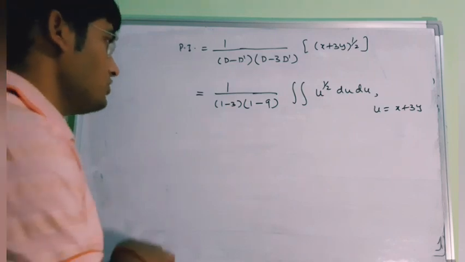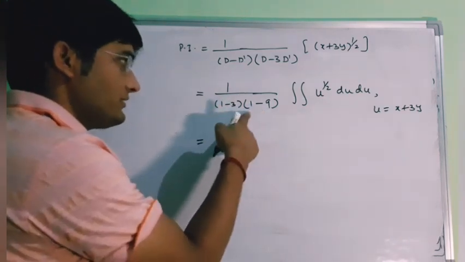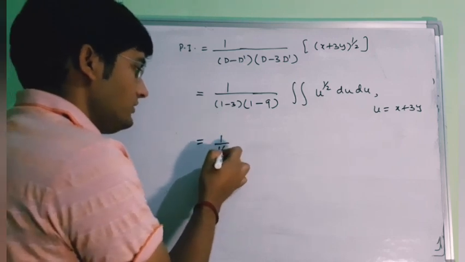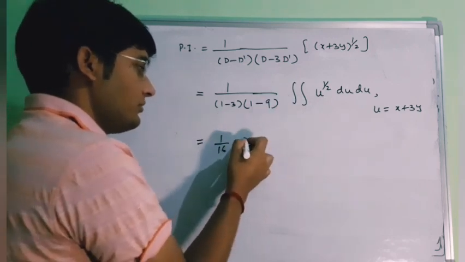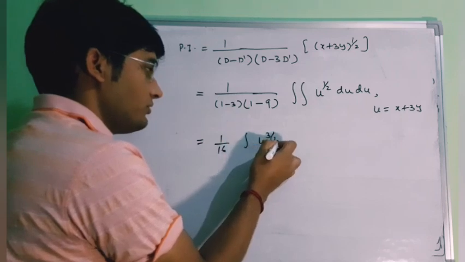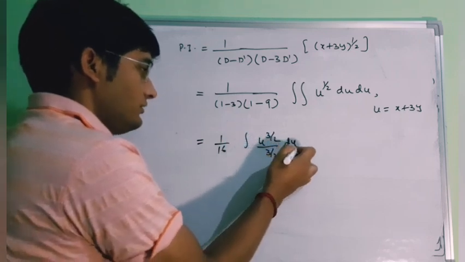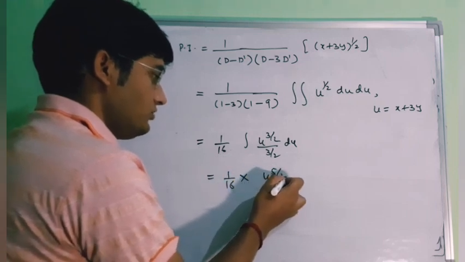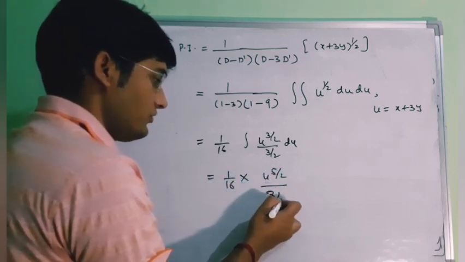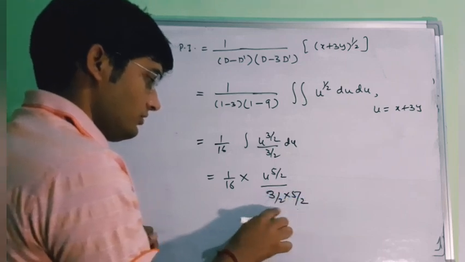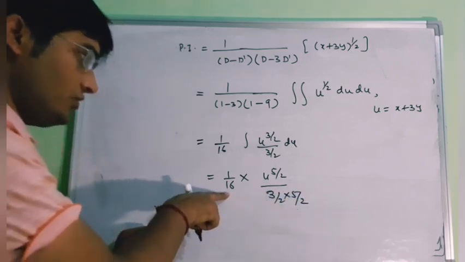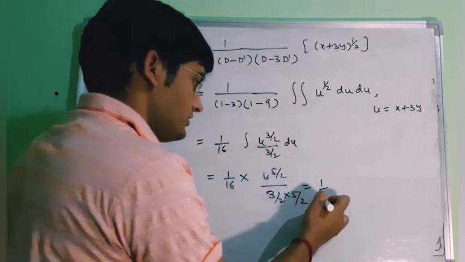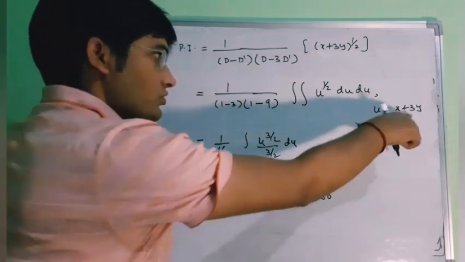So now the denominator is minus 8 into minus 2, that means this will be 16. Now the integration of u to power half: one time integration will be u^(3/2) upon 3/2, and then the second time this will be u^(5/2) upon 3/2 into 5/2. So this will be 4, that means this is 12, and this will be 60. u to power 5 by 2 over this one.